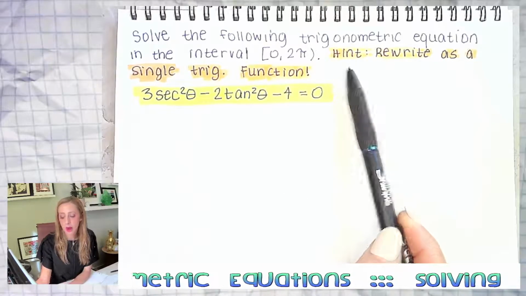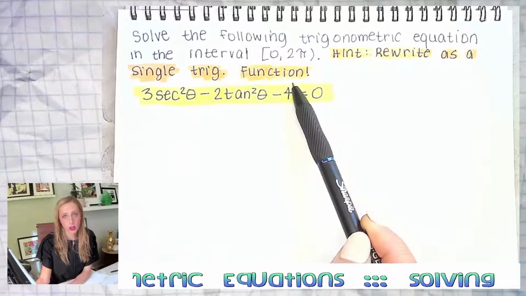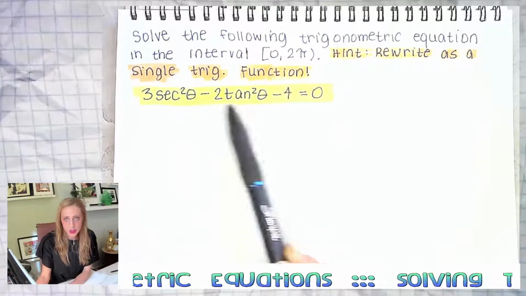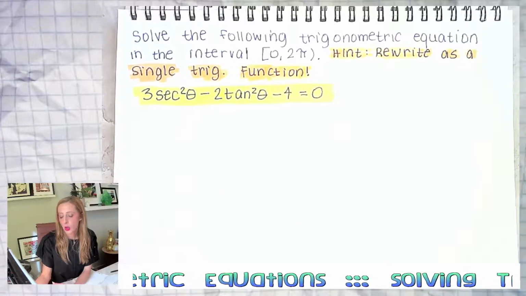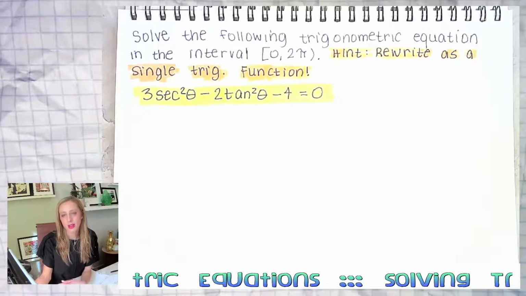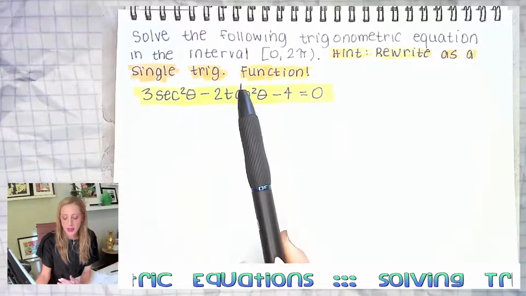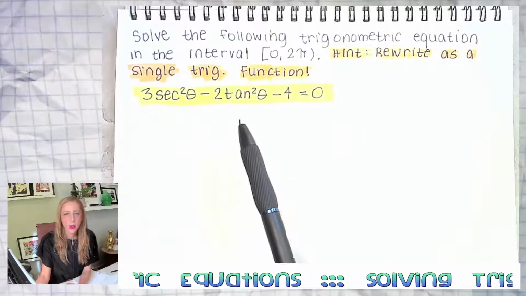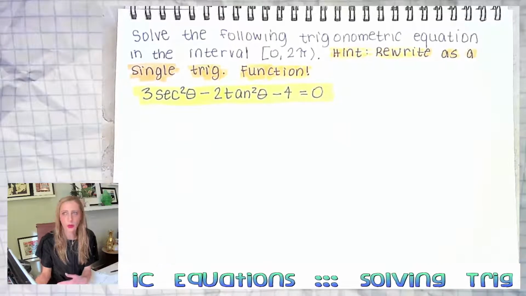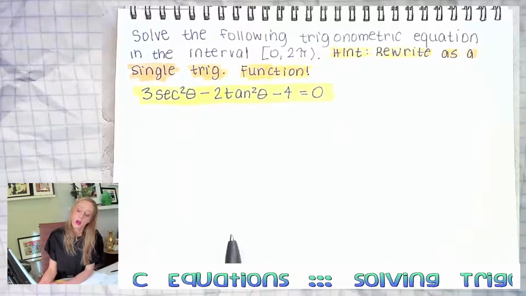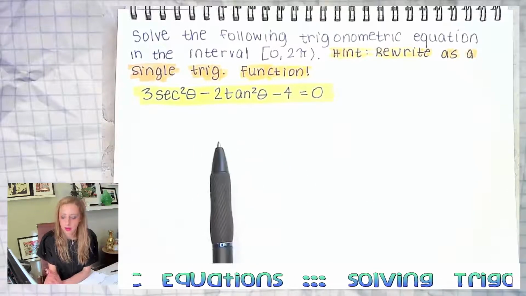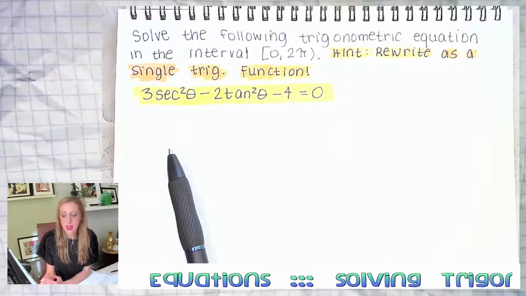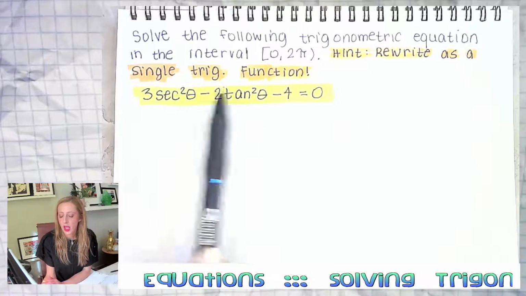The hint is to rewrite as a single trig function. So I don't want to have secant and tangent in the same equation. You want to think back to the fundamental trig identities and think if there's something there that you can use, and you want to be efficient. There is more than one way to do this. However, we want to be efficient and get this done clean, neat, and in as few steps as possible.